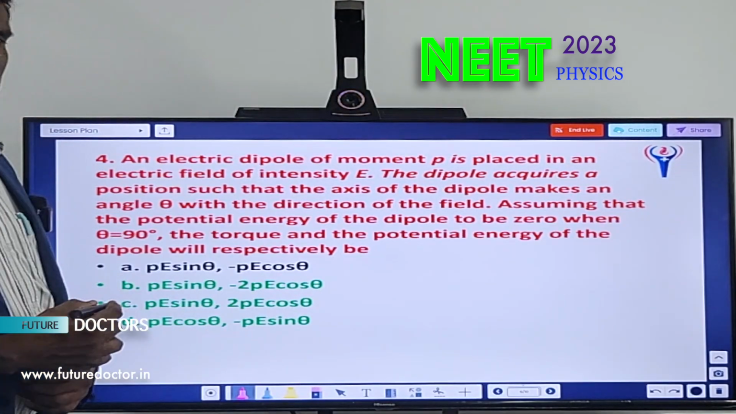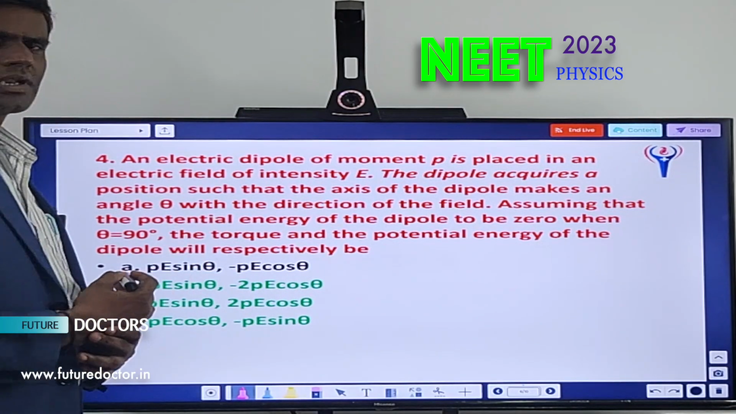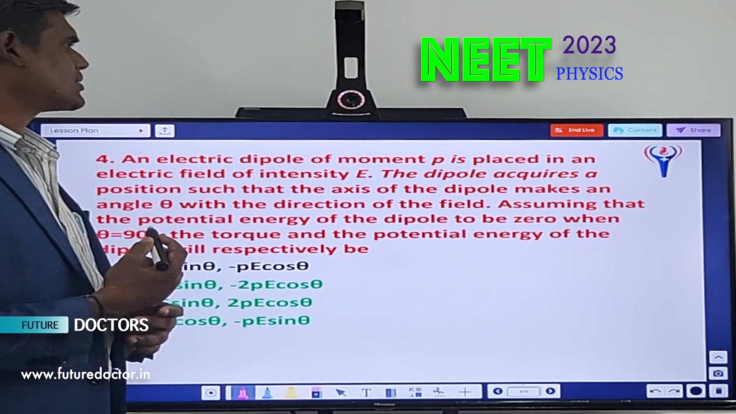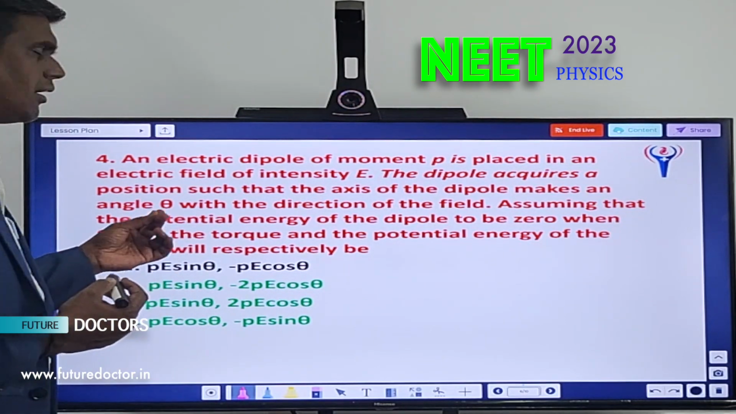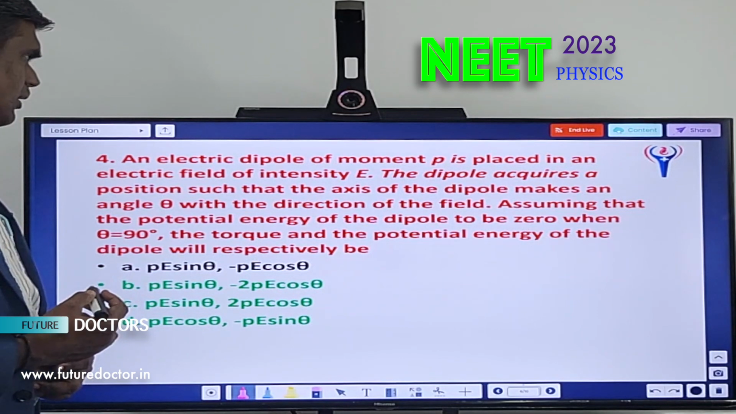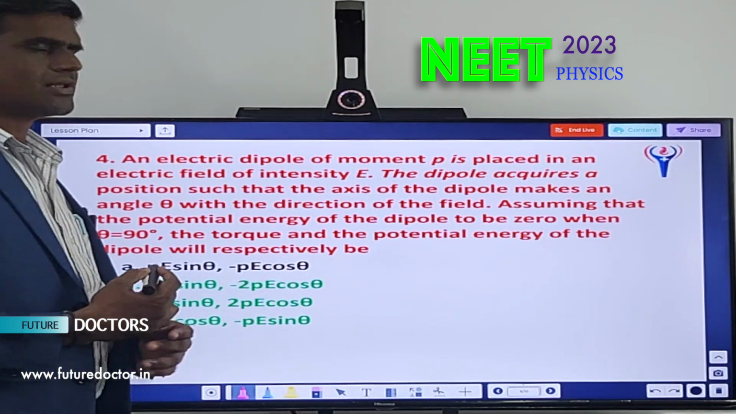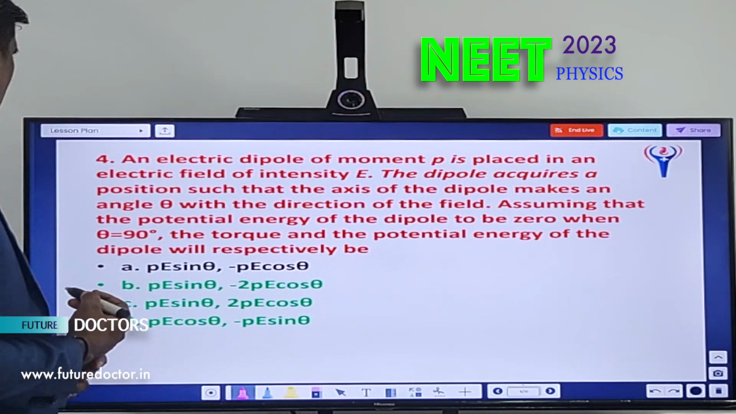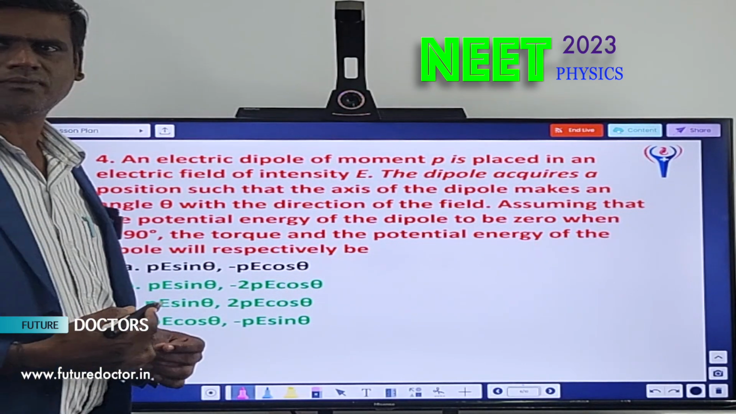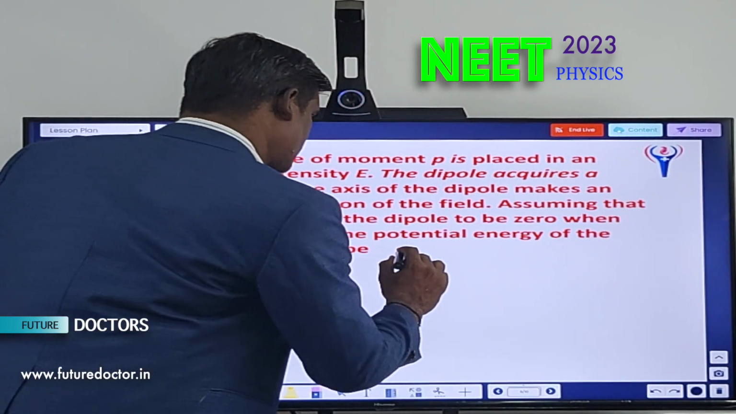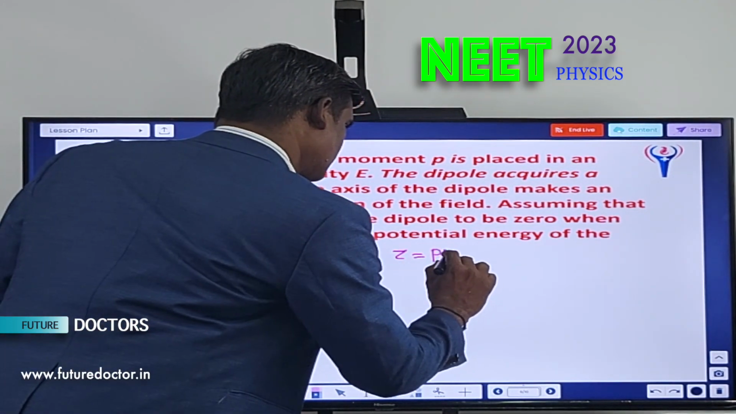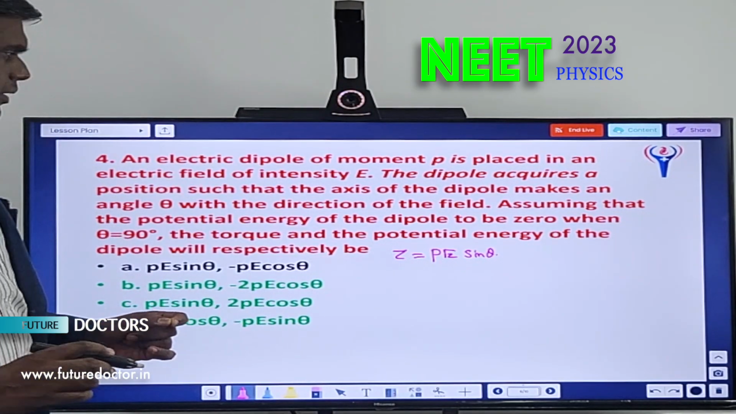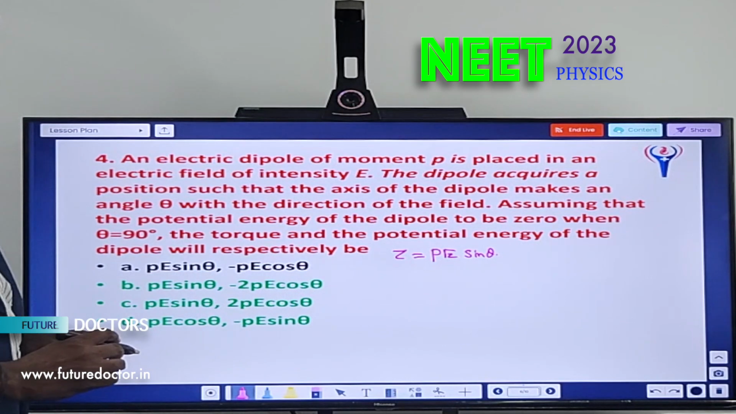An electric dipole of moment P is placed in an electric field of intensity E. The dipole acquires a position such that the axis of the dipole makes an angle theta with the direction of the field, assuming that the potential energy of the dipole is 0 when theta equal to 90 degree. The torque and the potential energy of the dipole will be dash. Torque formula: tau equal to P E sin theta. Tau equal to P cross E, and P cross E equal to P E sin theta.